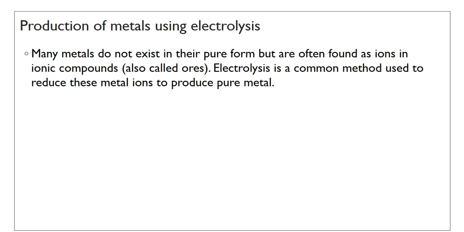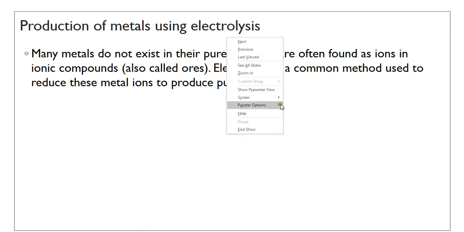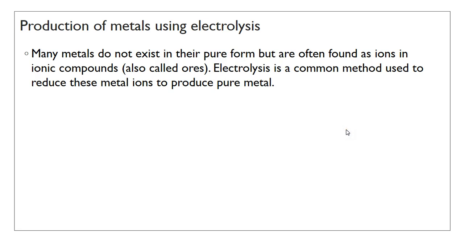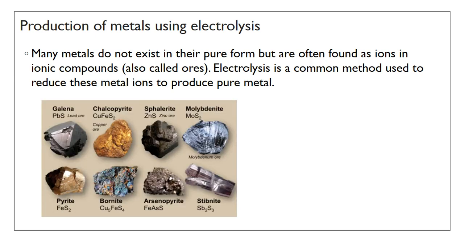And the reason why you have to do it is because if you think about it, metals tend to exist in the form of an ionic compound. This is why we learned ionic compounds in Unit 1. So electrolysis is a way to essentially reduce the metal ions back to pure metals. So these are some examples of ionic compounds.